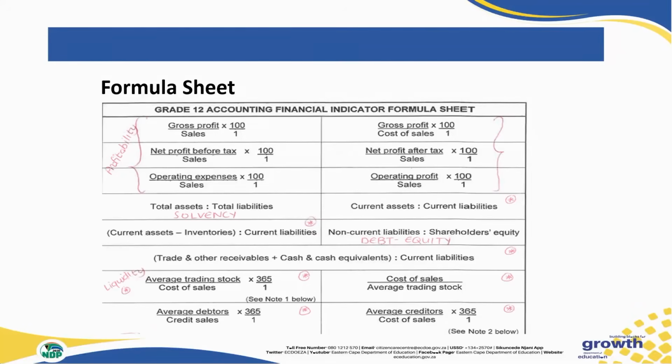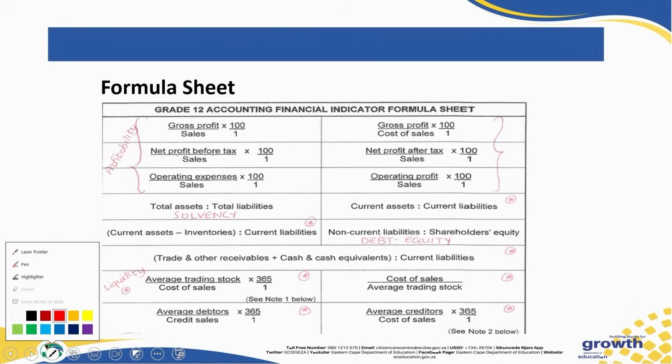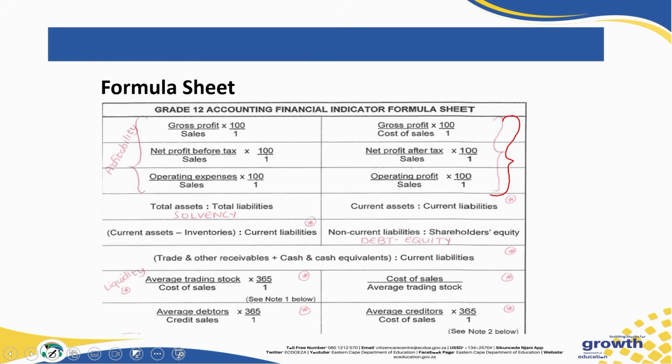This is the first half of it, so the first six ratios, these six, are all your profitability ratios. So if they ask you about profitability, these are the ones you talk about. This is solvency, total assets to total liabilities. Then we've got our debt equity ratio, the non-current liabilities to shareholders' equity.